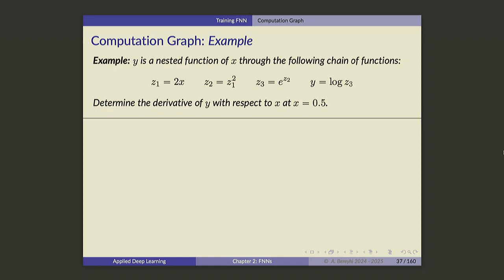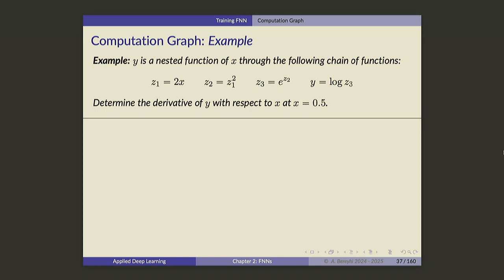z3 is e to the power z2, right? When I take the log, it's going to be z2. So y is z2. And then z2 is z1 squared, so y is z1 squared. And z1 is 2 times x, so it's going to be 2 times x to the power 2, which is 4x squared. So y is 4x squared, right? Everybody's clear, right? So you can compute the derivative: dy with respect to x is 8 times x. So this is y in terms of x, and you can directly compute the derivative.